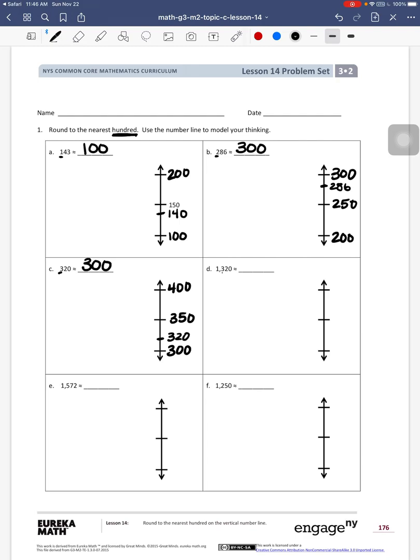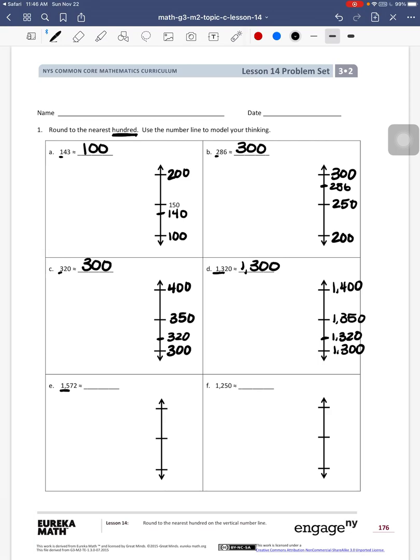1,320. So since we're in the thousands, we're going to look at the first two numbers, which is 13. So I'm going to say 1,300, and 100 more than that is, right, 1,400. And between that would be 1,350. Where is 1,320 on our number line? Right, between 1,300 and 1,350. I'm going to go ahead and plot it. So what number would we round 1,320 to? Right, 1,300.